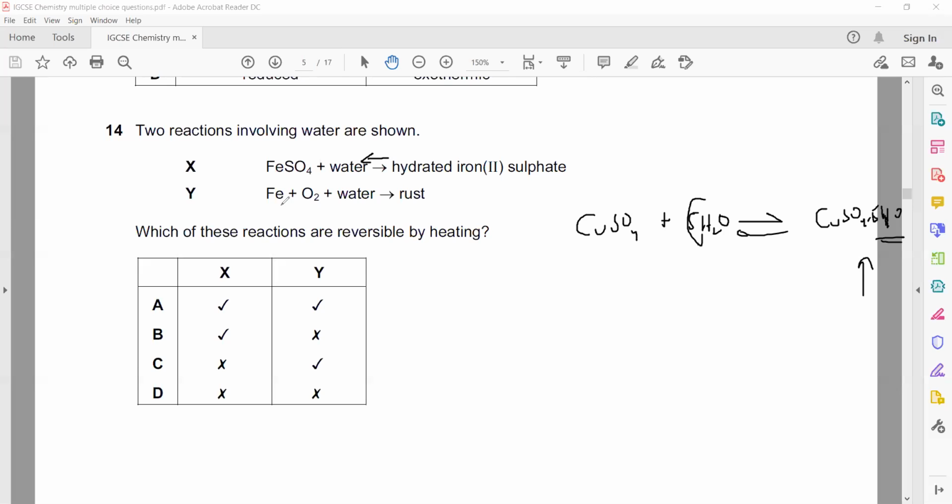So X is reversible. What about rusting of the iron? Rusting of the iron is not reversible. You can reduce the rate of the rusting, but there is no reversible process for rusting. We discussed how to protect the iron from rusting, but we did not discuss how to reverse the rusting because it is not a reversible reaction. So that's why B is the right answer. Whenever hydrated salts are produced, it means the reaction can be reversed on heating.